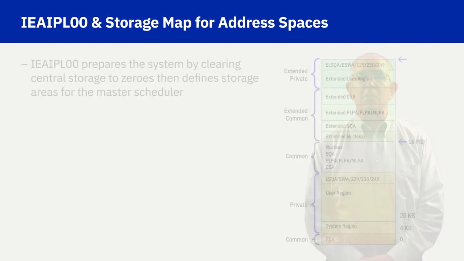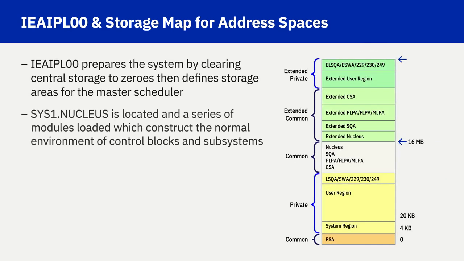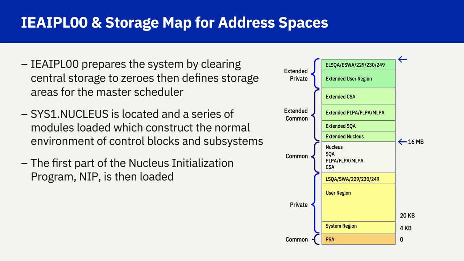IEAIPL00 clears central storage to zeros, locates the SYS1.NUCLEUS dataset on the IPL volume, and loads a series of programs from SYS1.NUCLEUS known as the IPL Resource Initialization Modules, IRIMs. The Nucleus Initialization Program, NIP, invokes the Resource Initialization Modules, the IRIMs, to begin creating the normal operating system environment: the segment table for the master scheduler, the segment table entries for address space, common storage areas, and the page frame table. After NIP configures various common storage areas, the NIP loads system modules in those common storage areas.